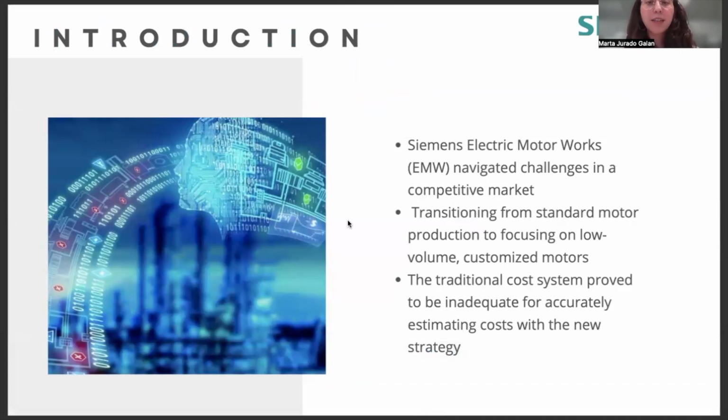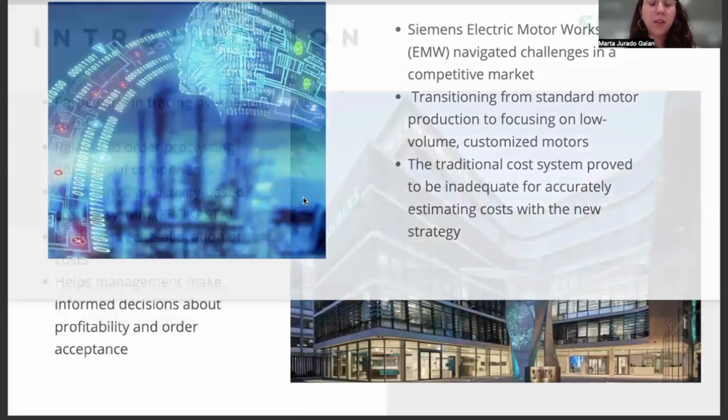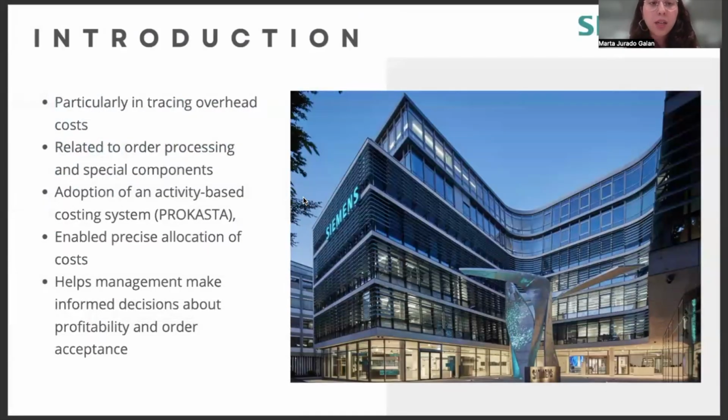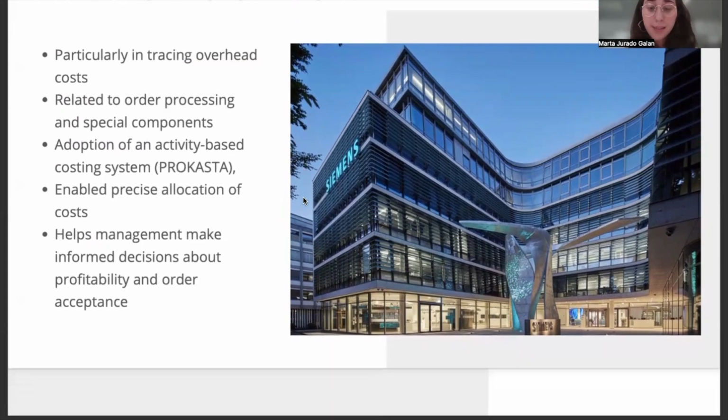Introducing the Siemens case, Siemens Electric Motor Works navigated challenges in a competitive market, transitioning from standard motor production to focusing on low-volume customized motors. The traditional cost system proved to be inadequate for accurately estimating cost with the new strategy, particularly in tracing overhead costs related to order processing and special components. Adoption of an activity-based costing system called Procosta enabled precise allocation of cost. It also helps management make informed decisions about profitability and order acceptance.